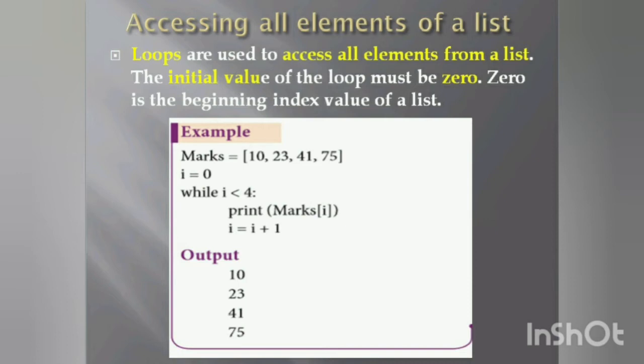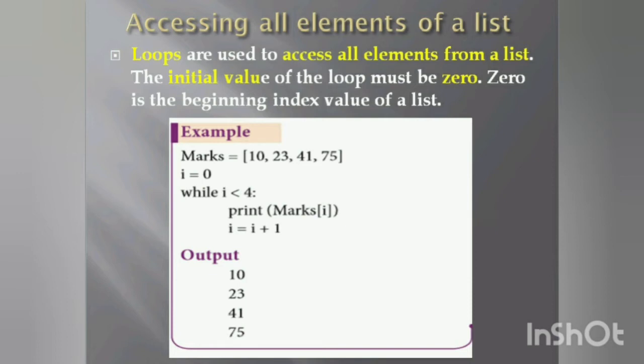Then the test condition is I is lesser than 4. That is, as long as the test condition is true, the loop executes and prints the corresponding output. Till the condition becomes false, the print statement will get executed with the elements. Clear? Let's see what will happen in the first iteration.